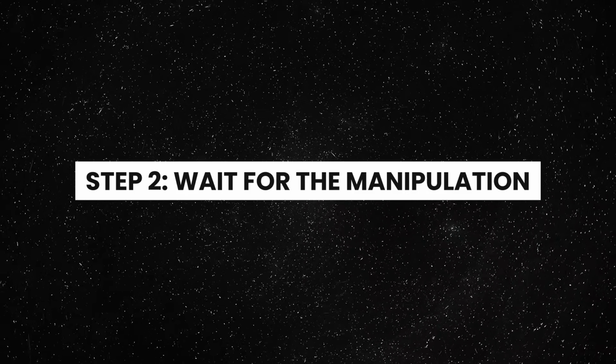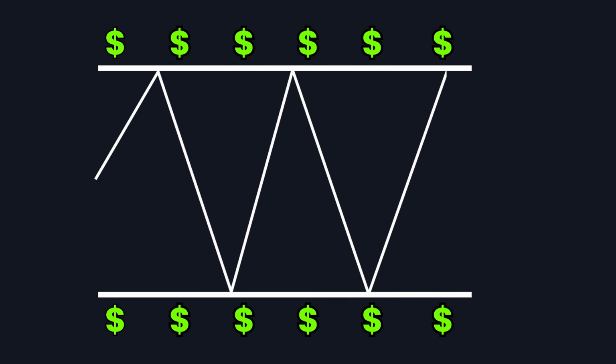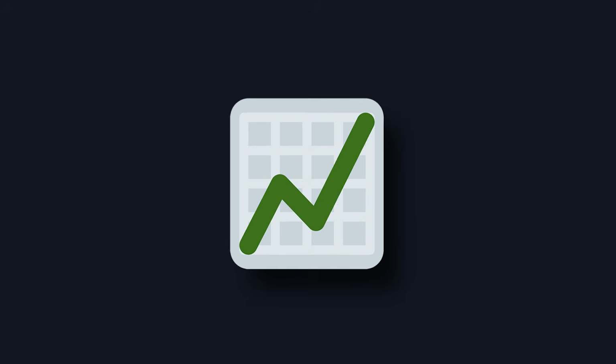Step 2. Wait for the manipulation. Price has to run into one of those pools on the opposite side of your target and take it out. For a long setup, you want price to dip below equal lows or below an old swing low. And here's the rule that matters: you want a sweep, not a breakout. The wick takes the level, but the candle does not close beyond it with conviction. If price closes cleanly through the level and keeps going, that's not manipulation. That's distribution in the other direction. Stand aside. And best case, this sweep happens during London or New York Open, inside the windows we covered in the theory.